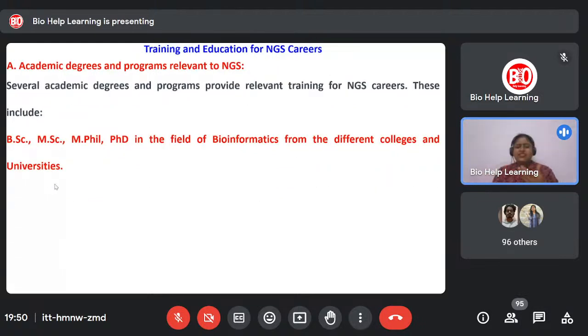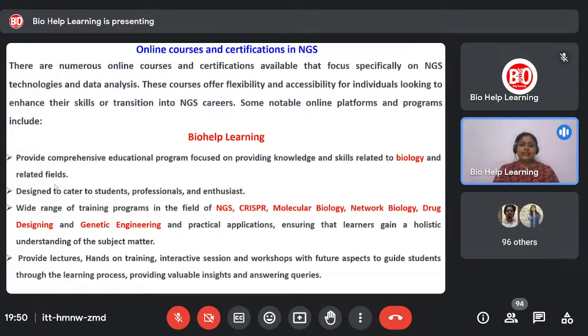Actually, there are various courses like BSc, MSc, and PhD in the field of bioinformatics, but it takes lots of years from college and university to get a degree. But here is the shortcut to get this kind of training through this platform. This platform is BioHealth Learning.